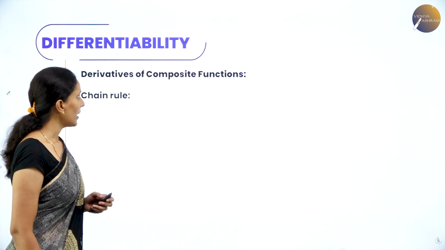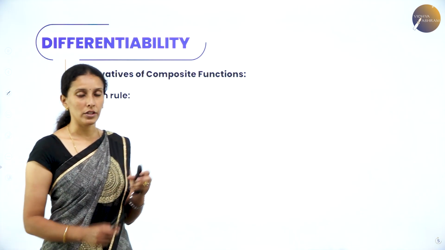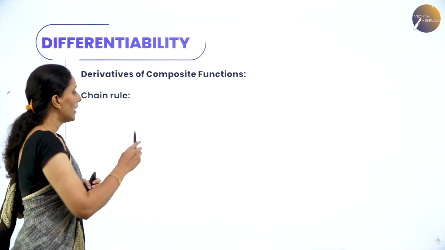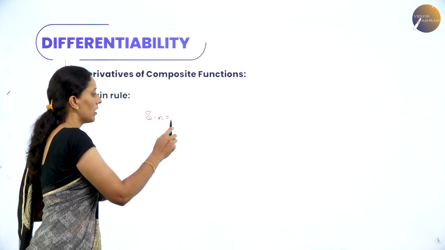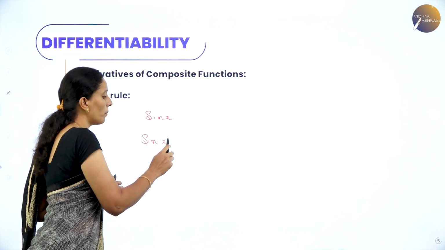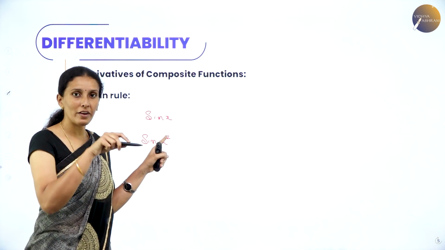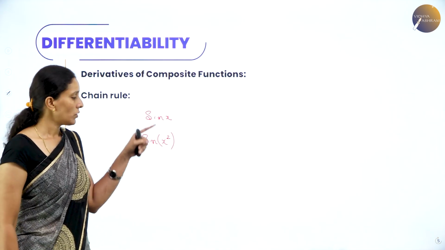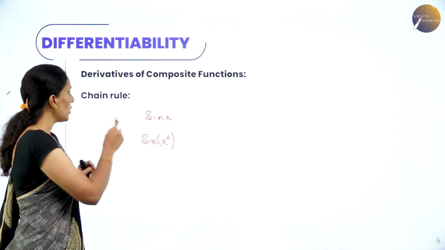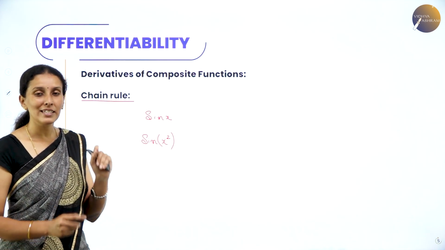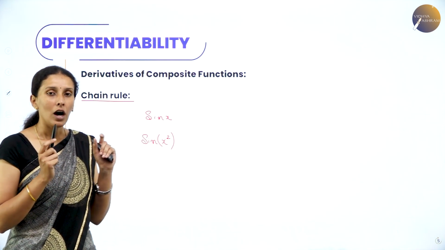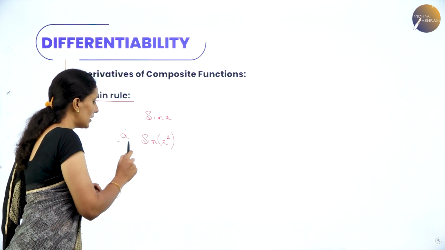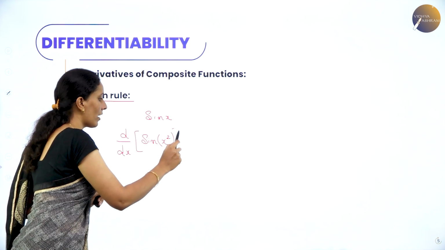Next is the derivative of a composite function, the function of a function. Whenever you have a composition of functions, for example, sin x is just a function, but sin of x square is a composition, because here x square is one function and sin is another function. To derive this type of function, we use a rule called the chain rule. What does this chain rule say? Whenever a composition of functions is given, for example sin of x square, let me take the derivative of sin of x square. How to derive it?